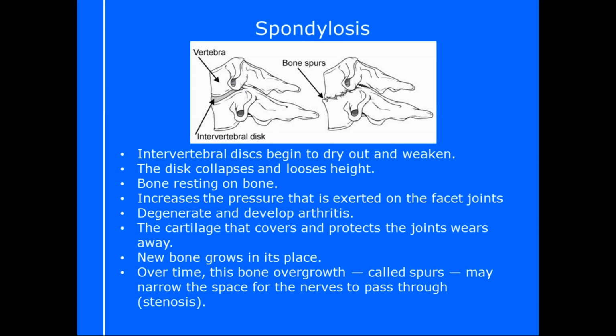And the bone starts to degenerate, the discs collapse further, and it starts to get bone on bone wearing away, which is what we know as osteoarthritis of the spine. So as this is wearing away, the cartilage that covers and protects the joints starts to wear away as well. Now, the body starts to regenerate its own bone growth, so it's like it just wants to get everything better again, so it starts to regenerate bone growth.